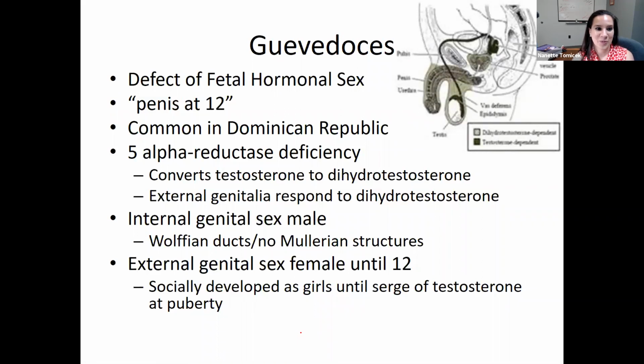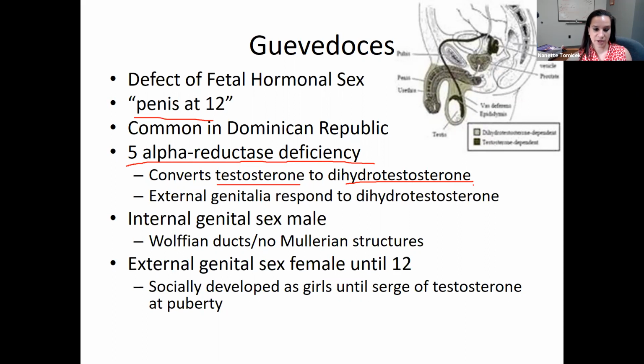Okay, and I'll bring you to one more, huevodosis. This is one more interesting phenomenon. This translates to penis at 12. We'll talk about what that means. There are a couple different communities that possess this genetic defect. What happens here is they have a 5-alpha reductase deficiency, which means they lack the capacity to convert one type of testosterone into a second type of testosterone, dihydrotestosterone.